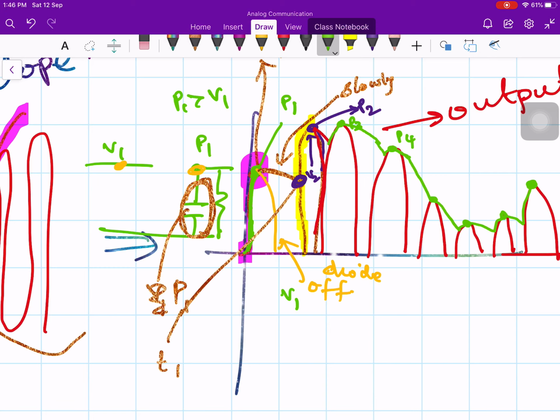So it charges to the peak value and then again slowly discharges. During the discharge time, the resistance will come into the picture. So there will be some ripples which you can always remove by keeping a suitable low pass filter.